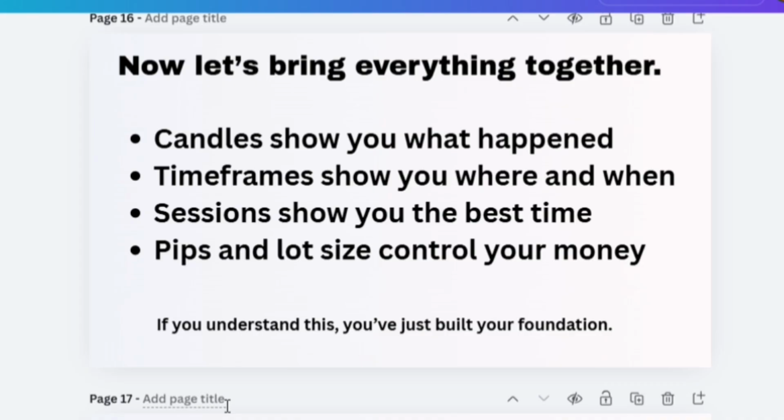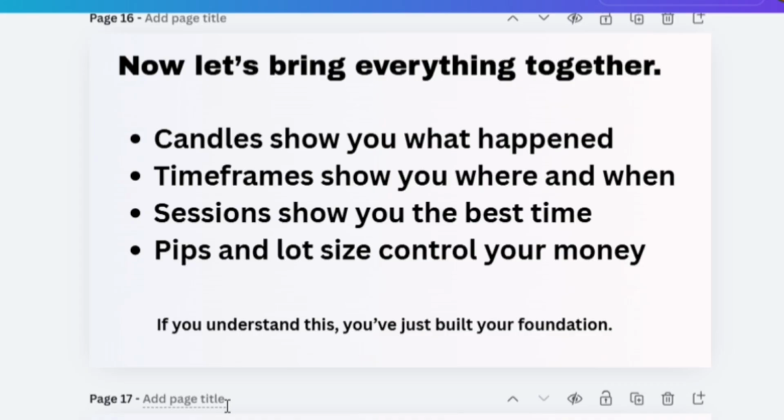Let's continue. So to bring everything you just learned in this particular episode together, first of all, I said candles show you what happened in the market. Everything that happened in the market is translated to you in candlesticks. That's why you need to learn and understand the formation of those candlesticks. Time frames will show you where the market is going to and where it's coming from. Sessions will show you the best time for you to trade, which I said is the London session and the New York session.